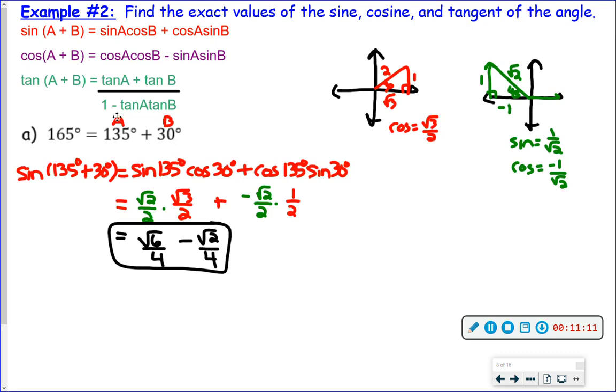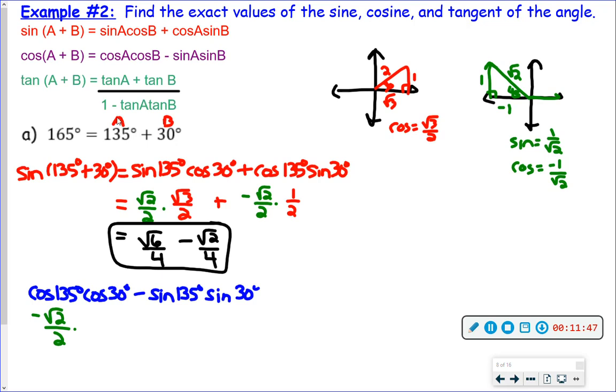So next, we're still going. We're going to do cosine. So first I'm going to write it out with the formula up there, cos of A, so cos of 135, cos of B, cos of 30. And then we have minus sine of the first angle, sine of the second angle. Then we're just replacing the fractions, of course. Okay, 135, that was our green triangle. Cosine, I'm looking over there, we've got our negative square root of 2 over 2.